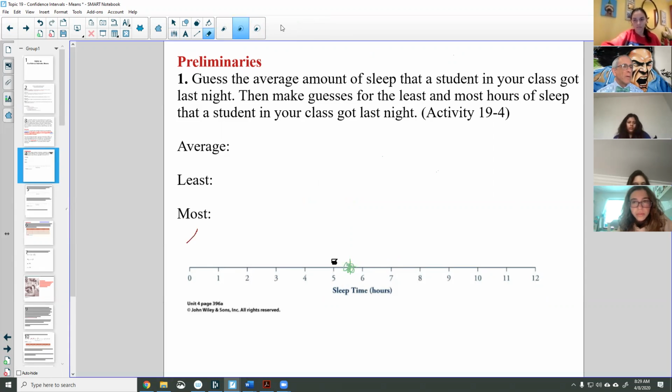No? All right. So we have a dot plot here. Use your annotation as best you can, and make guesses for the average amount of sleep that a student in, let's say, the senior class got last night. So just do that one first. The average amount of sleep that a student in your class got last night.